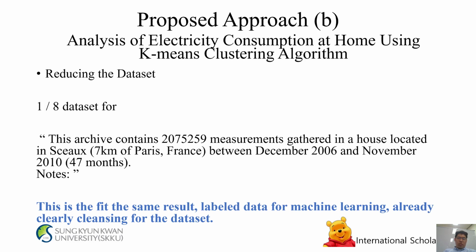Proposed approach B: analysis of electricity consumption at home using the k-means clustering algorithm. Reducing the dataset. For the one dataset, this archive contains 2,075,259 measurements gathered in a house located in Sceaux, 7 kilometers from Paris, France, between December 2006 and November 2010, 47 months. Note: this is labeled data for machine learning, and the dataset is already cleansed.